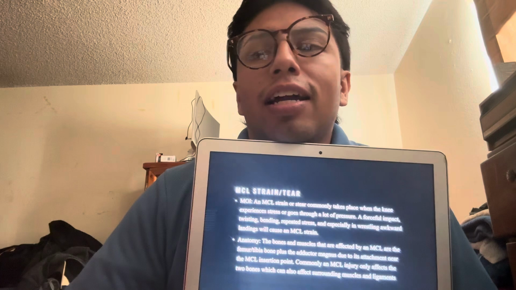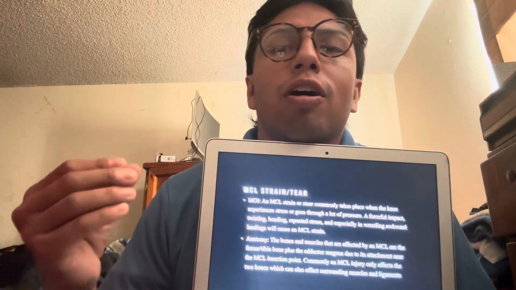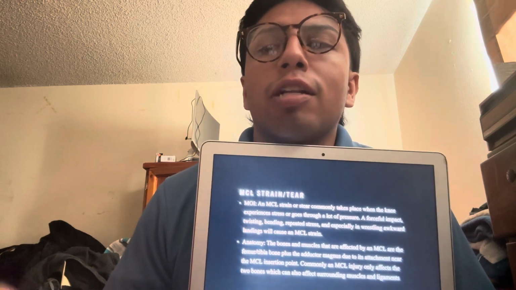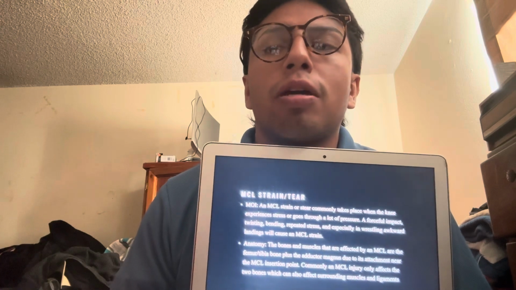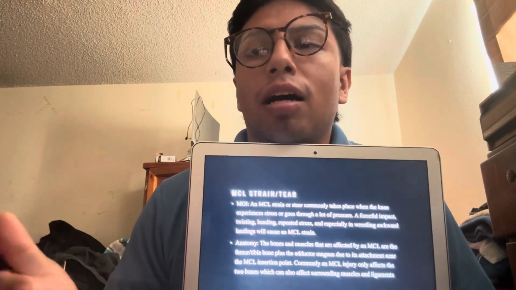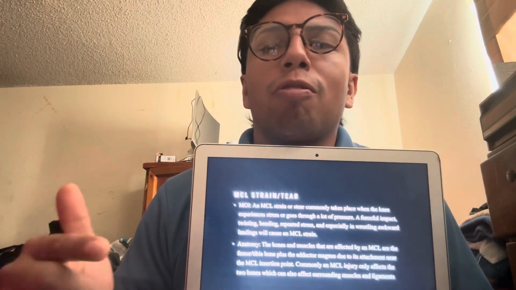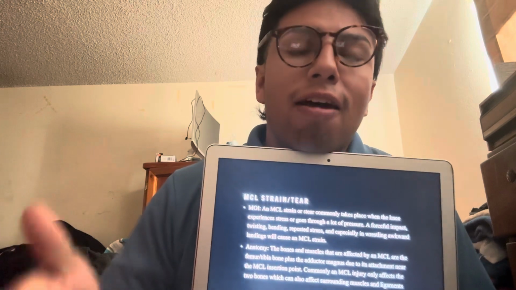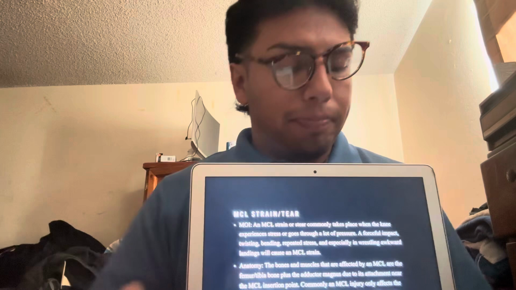The anatomy of this would be the bones and muscles that are affected by an MCL are the femur, tibia bone, plus the adductor magnus, due to its attachment near the MCL insertion point. Commonly, MCL injuries only affect the two bones, which can also affect surrounding muscles and ligaments. So, an MCL strain affects a good amount of the knee.